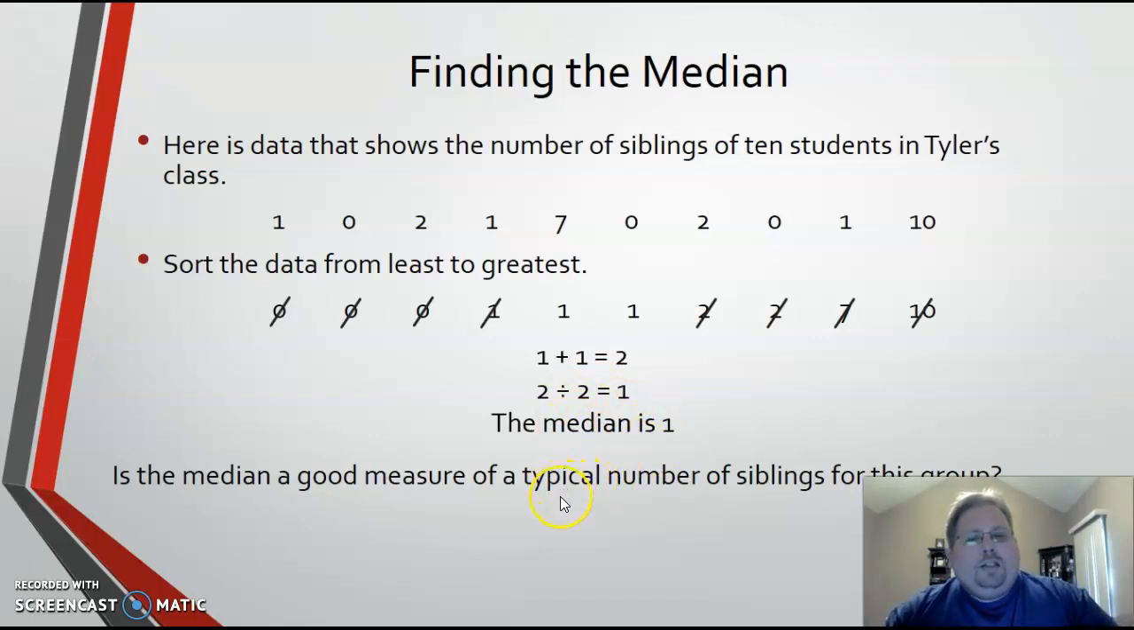You're going to have a question similar to this in some of your activities where it says, is the median a good measure of a typical number of siblings for this group? Because most of the students answered between 0 and 2, 1 is a good measure of the typical number of siblings for these 10 students. Now, I know you guys are going to say, well, there's some that have 7 and one that has 10. Those are what we call outliers. Those are not typical to what everybody else has said.